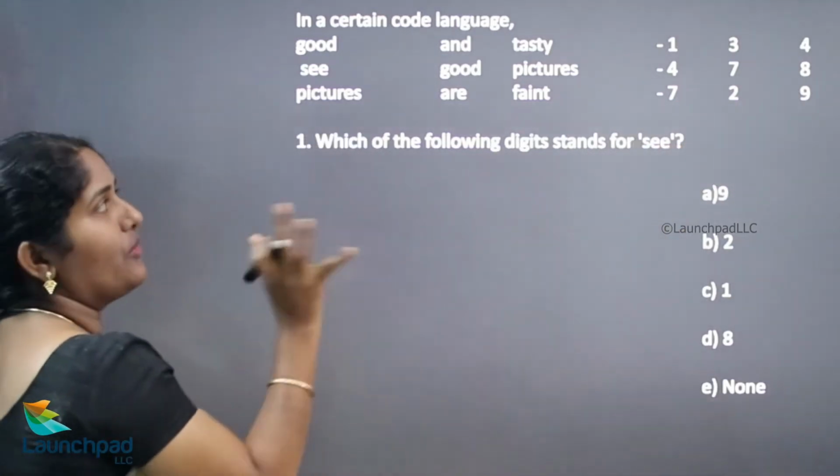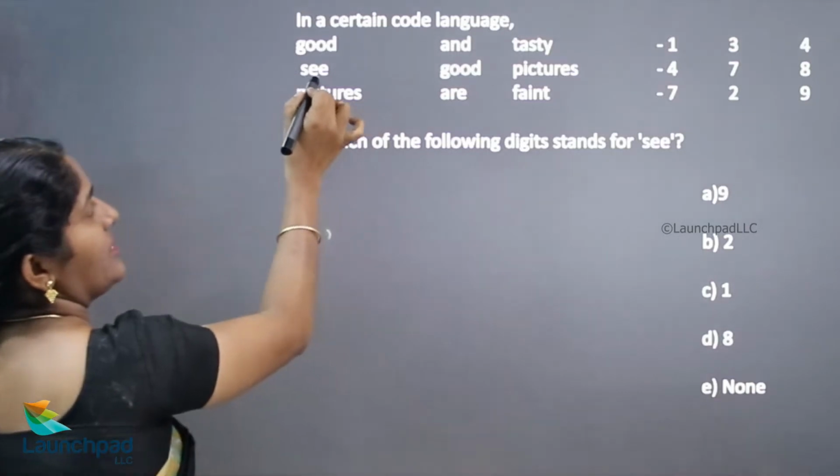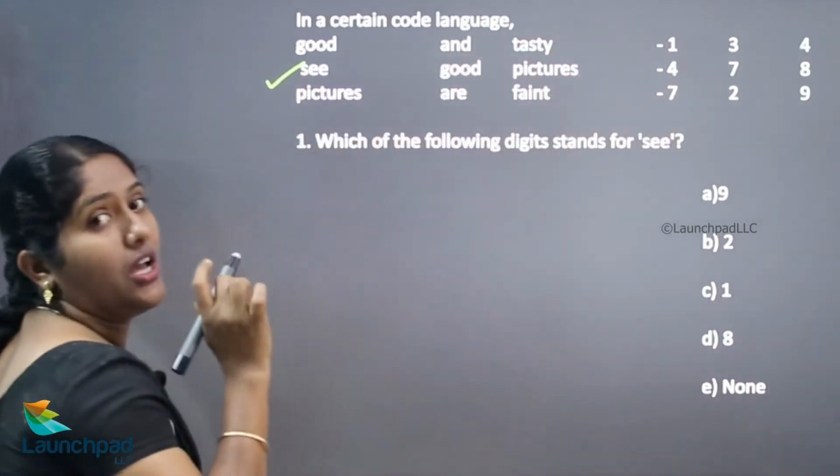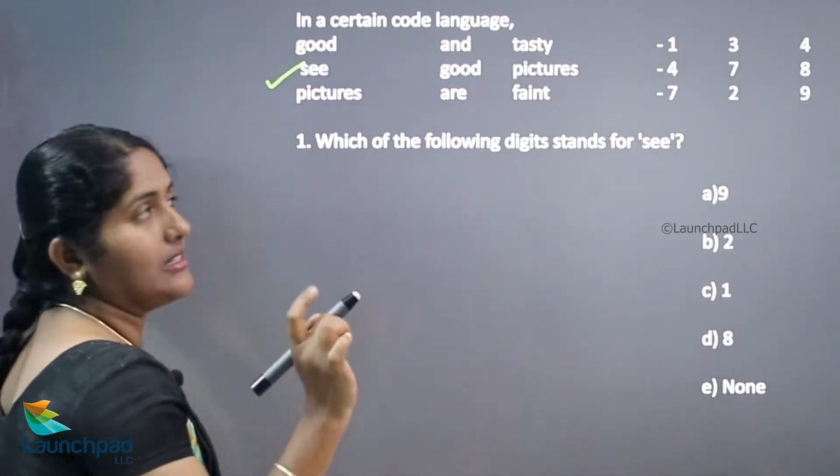See what we can do. If we want the code for "C", where is this word "C" here? "C" is available in the second sentence, so the corresponding code is 4. No, that is not the right answer.